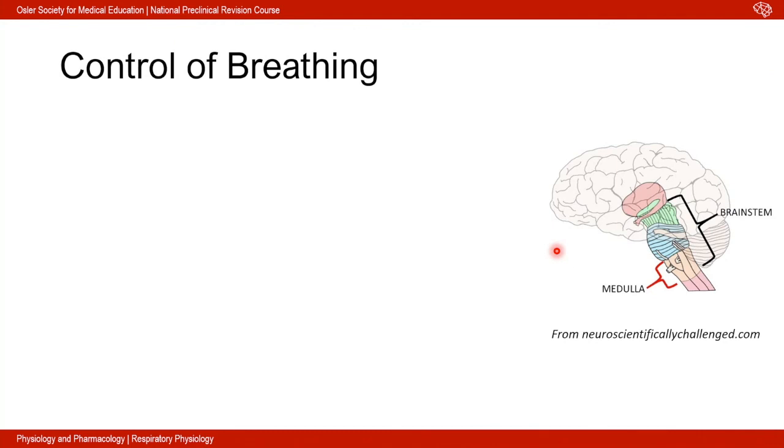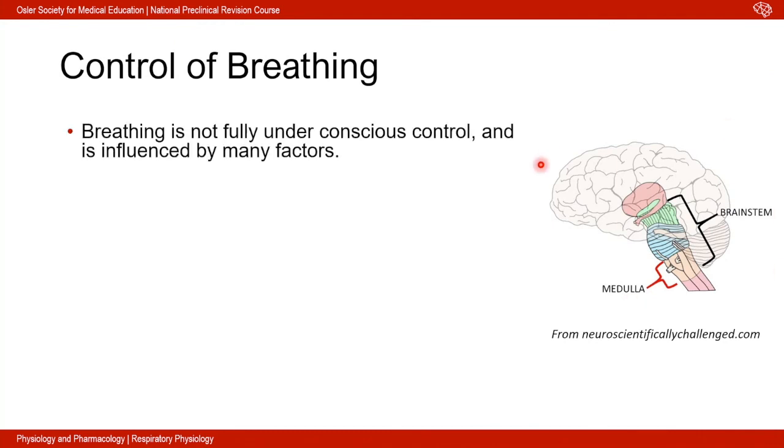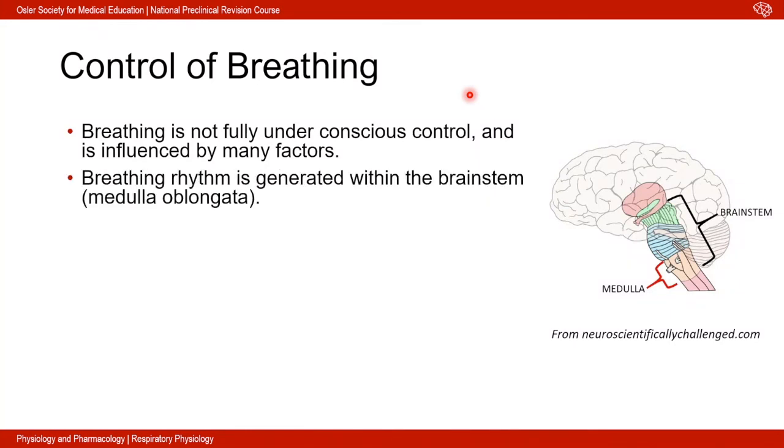So here's a nice picture of the brain. You'll learn more about this in second year, but for this topic, you only need to know a few things. Breathing isn't really under conscious control entirely. When you start thinking about your breathing, you can control it. But most of the time you're not thinking about it and it's just happening, and your blood has got the right amount of oxygen, right amount of CO2, and it's all fine and dandy.